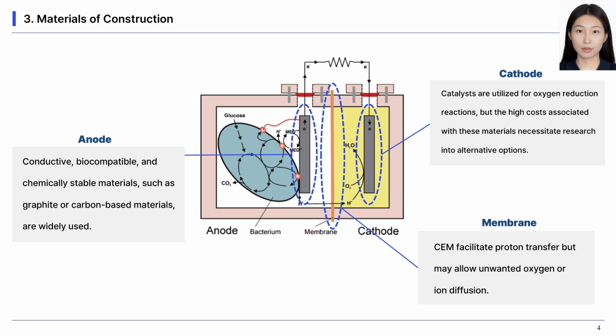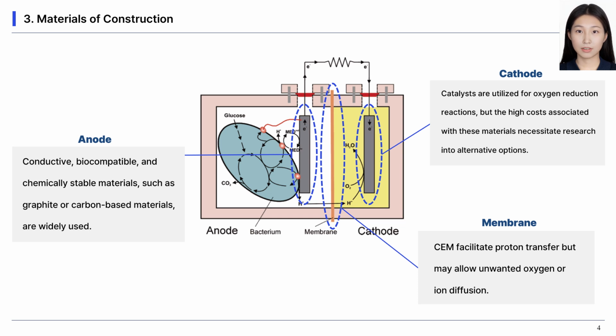The cathode is responsible for reducing oxygen to water, a process that often requires a catalyst. Platinum is widely used due to its high catalytic activity. However, its high cost and limited long-term stability have driven research into alternative materials, such as manganese oxide, pyrolyzed carbon, and cobalt-based catalysts. These alternatives are more affordable and environmentally friendly.